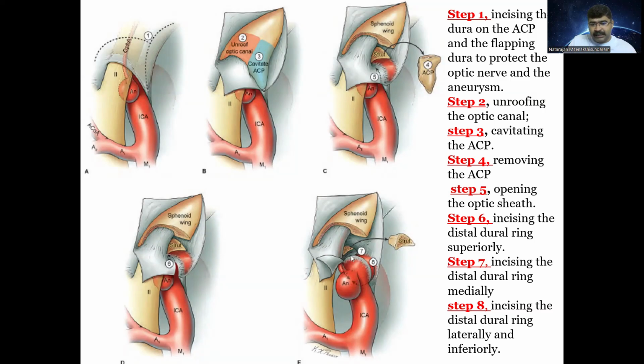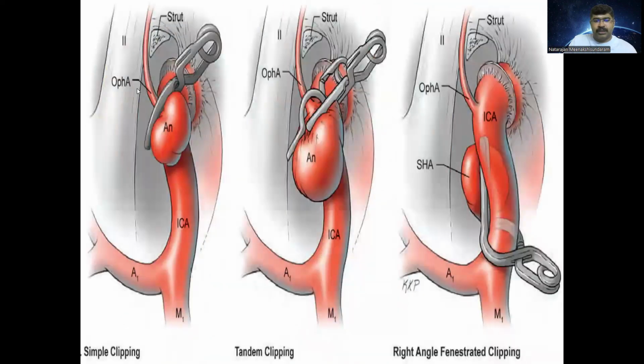Once the distal dural ring is completely incised all around the ICA, the ICA can be easily skeletonized and the aneurysm can be visualized. The origin of the ophthalmic artery here is clearly seen, and now the aneurysm can be easily clipped. This is the simple clipping, the tandem clipping, and the right angle to fenestrated clipping, which is usually used for superior hypophyseal artery aneurysms.